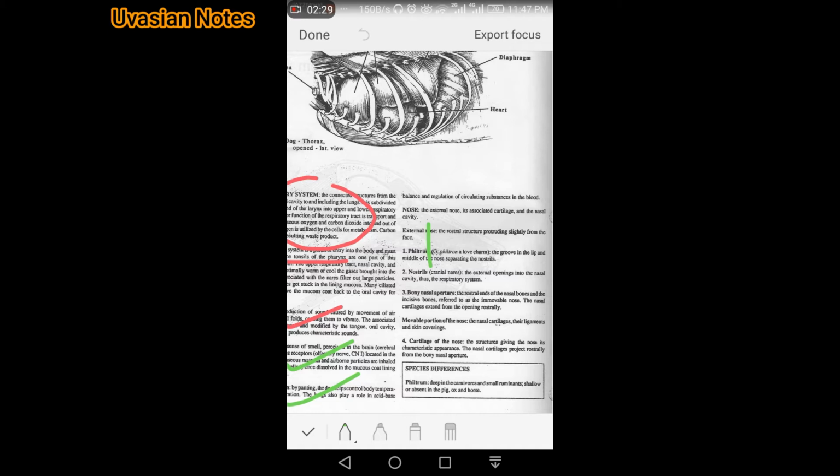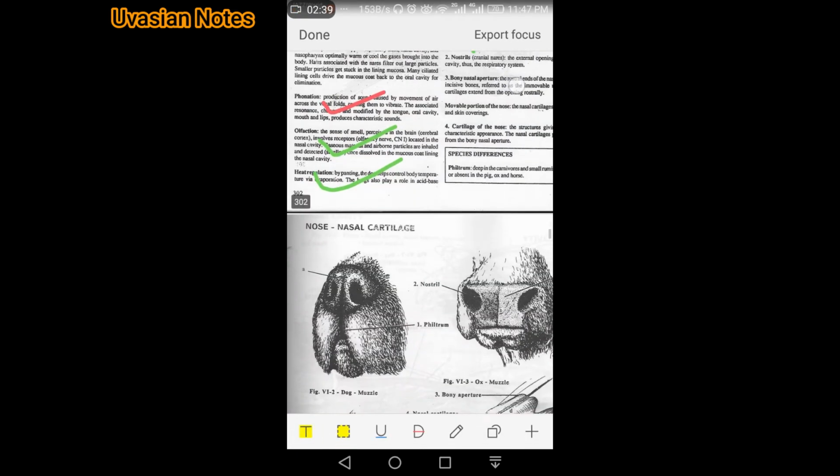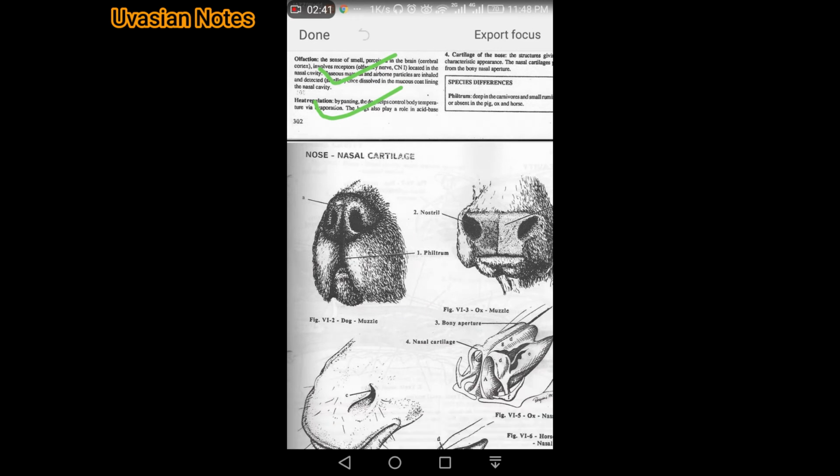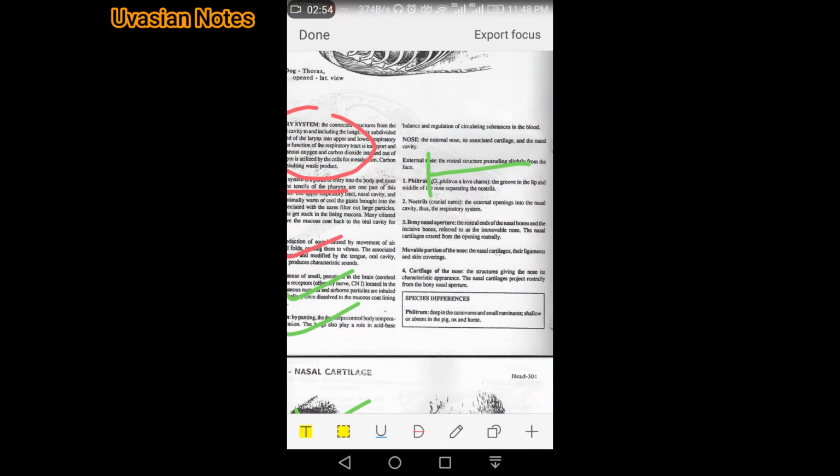So the external nose is the rostral part of the nose which is visible, and you will also find a groove in the upper lip which also extends in between the two external openings of the nasal cavity. These are nares, and I'm talking about this groove. This is the philtrum. Philtrum is basically a groove which is separating the nares, and it also extends down to the upper lip.